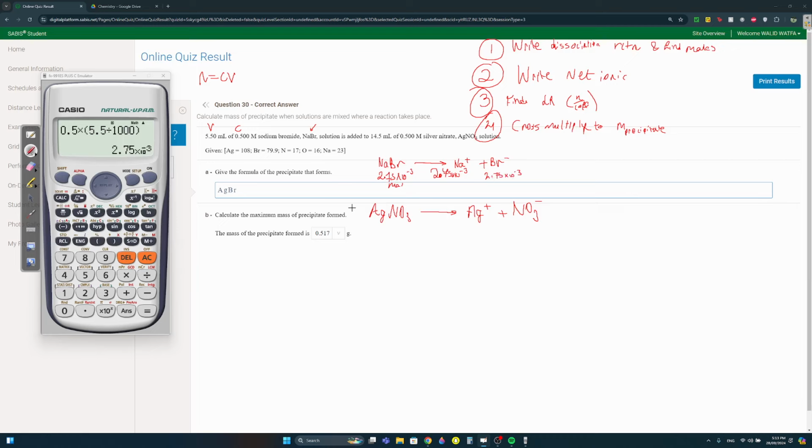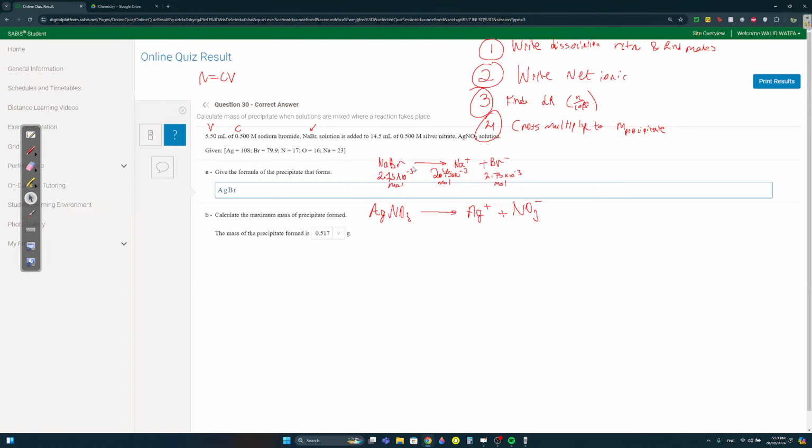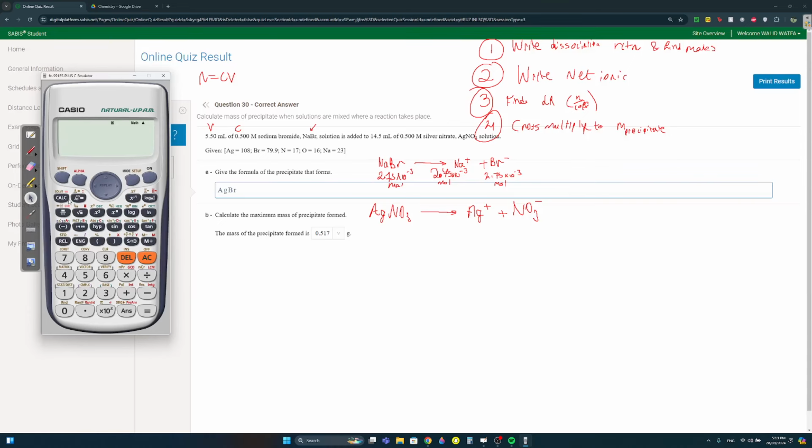Okay, how about for the second one? We found moles for the first one. Let's find now the moles of the second one. The second one, n equals CV. They gave us the volume, they gave us the concentration again. So let me just write. This is volume, this is concentration. n equals CV. The concentration is 0.5 again.